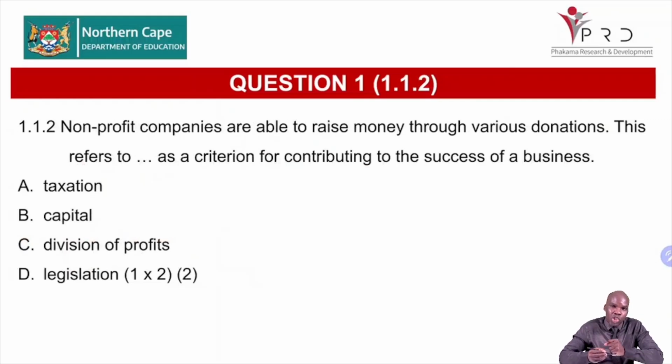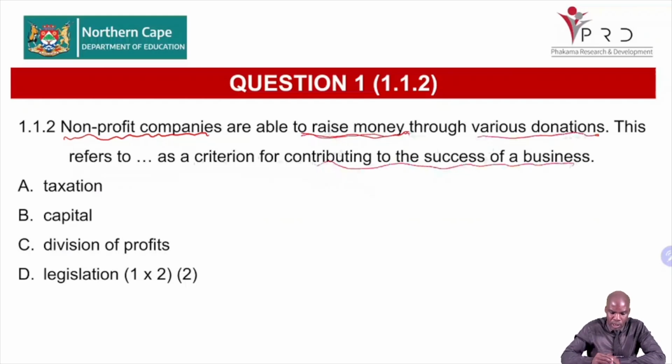Okay, we move on. Let's check the correct answer that you needed to pick there. Non-profit companies are able to raise money. I want you to take note of this. Non-profit companies, right? These are companies set up not to make a profit, but to simply provide a service. They are able to raise money through various donations. What do we refer to that money that they need, which will contribute to the success of that non-profit organization or non-profit company? Yes, you are right if you said the money that we are talking about here is what we refer to as capital. Right. What is capital?